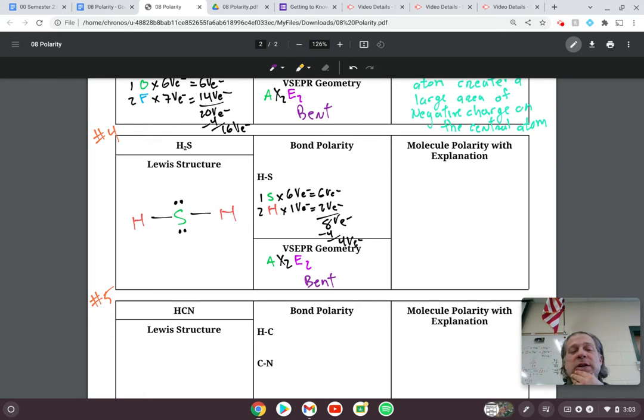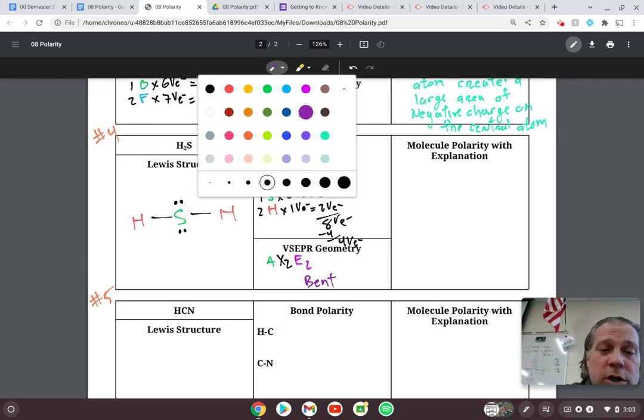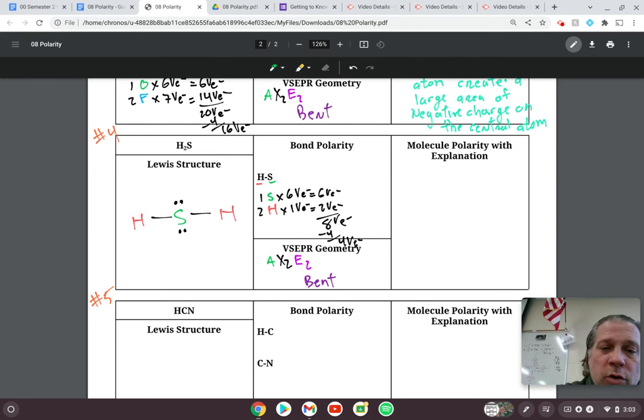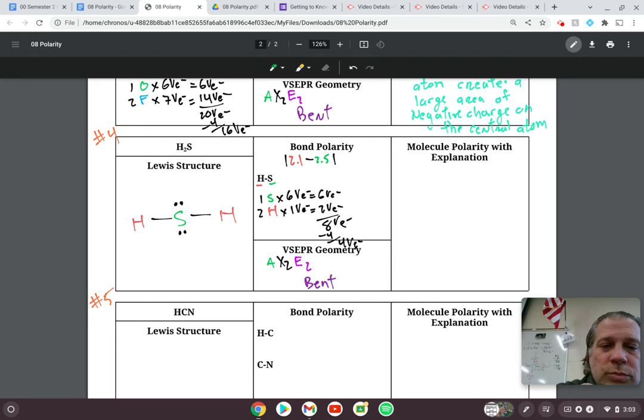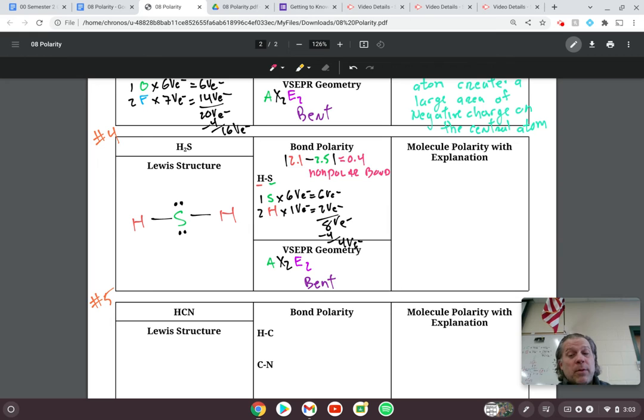So the next thing we need to do is identify the type of bond we have. So we have H and we have S. So we're going to go and figure that out. Hydrogen has an electronegativity of 2.1. Sulfur, according to the periodic table, has an electronegativity of 2.5. When I subtract them, I get a value of 0.4, meaning that this is going to be a non-polar bond. So if it's a non-polar bond, I don't have to draw any arrows.